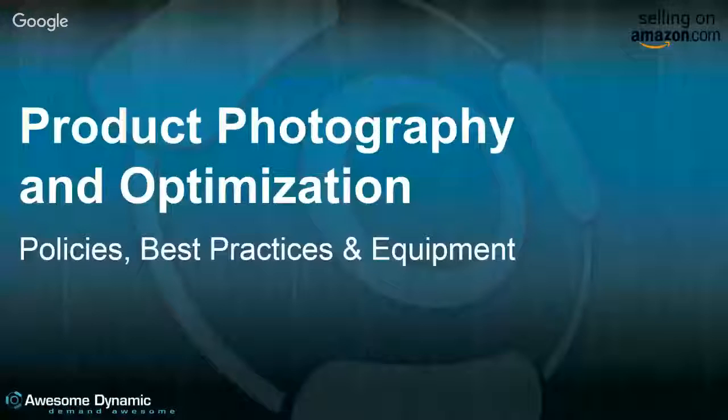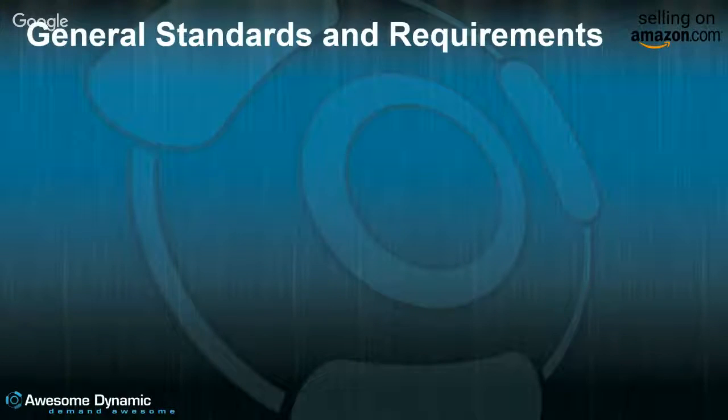Great. Thank you so much, Terry. All right, I'm going to bring up our presentation here, and we'll be going through this slide by slide. Today, we're going to talk about product photography and optimization, the policies, best practices, and equipment used to do that. So to start out, the first thing that we need to talk about is general standards and requirements for all photos on Amazon.